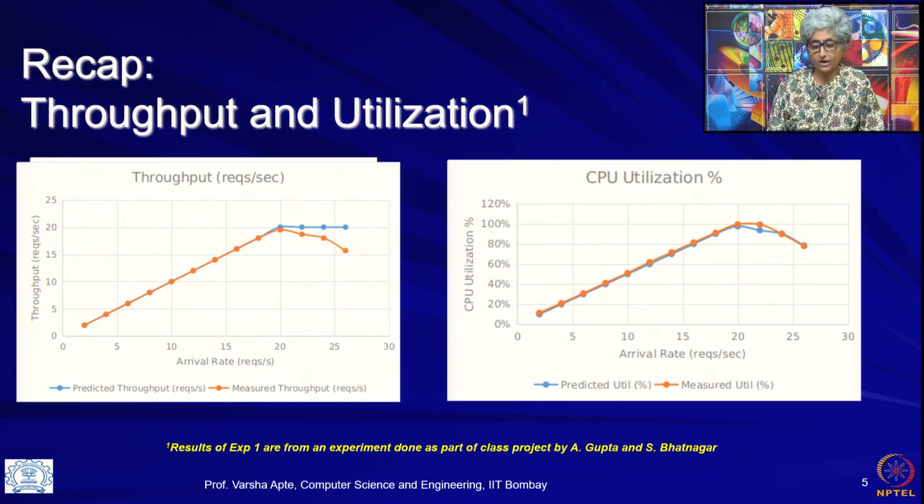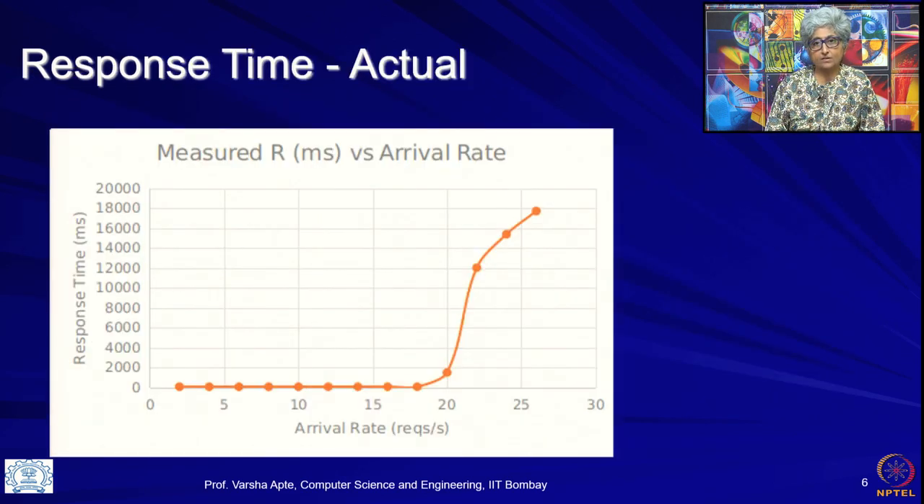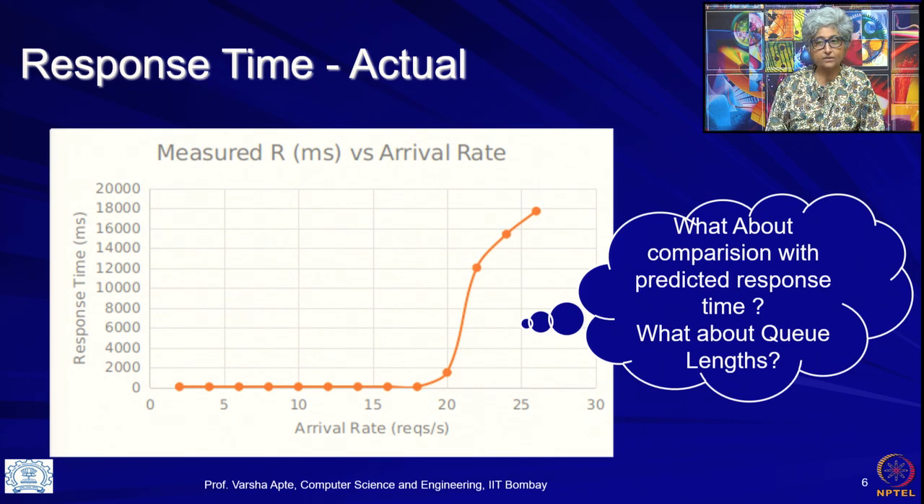The throughput and utilization graphs we had seen in the lecture before the previous one, and we had seen that the match of the predicted versus measured for throughput and utilization also is pretty good. It only diverges a little bit at high loads, otherwise it's pretty good. So we had left the previous case study lecture wondering as to what about response time. We had the measured graph for the response time. Can we do any prediction for response time?